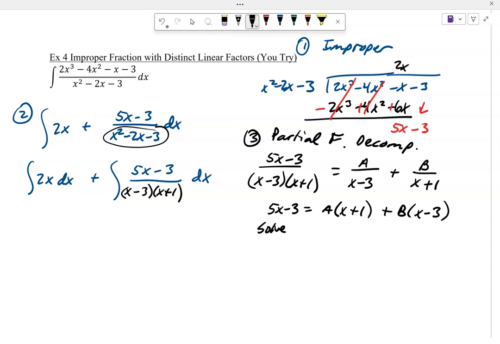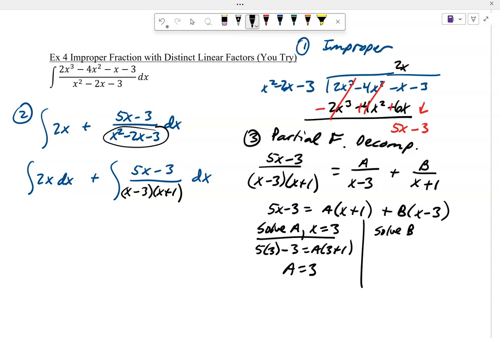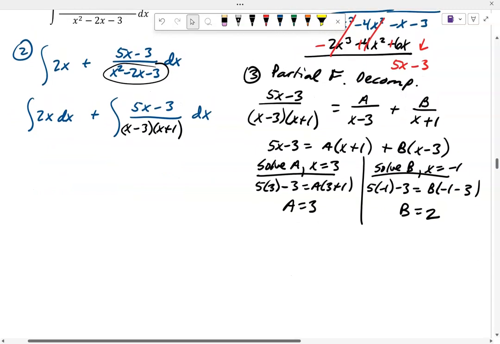We're going to solve for A by letting x be 3. And so my A ends up being 3. And then we're going to solve for B by letting x be negative 1. So my B ends up being positive 2. It's positive 2. So let me come back now down to here.